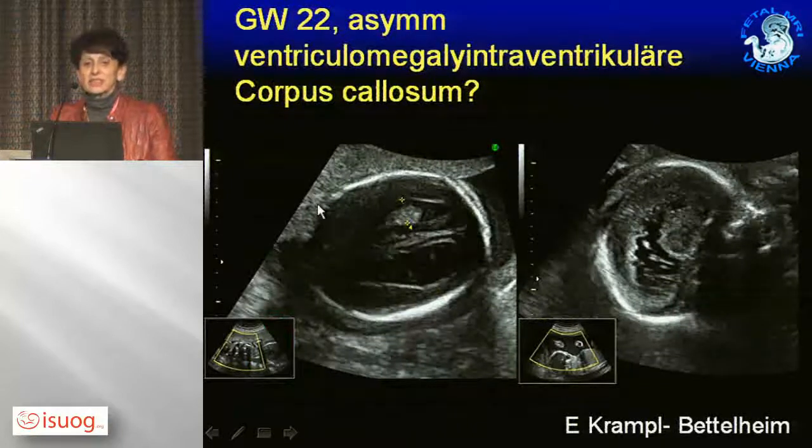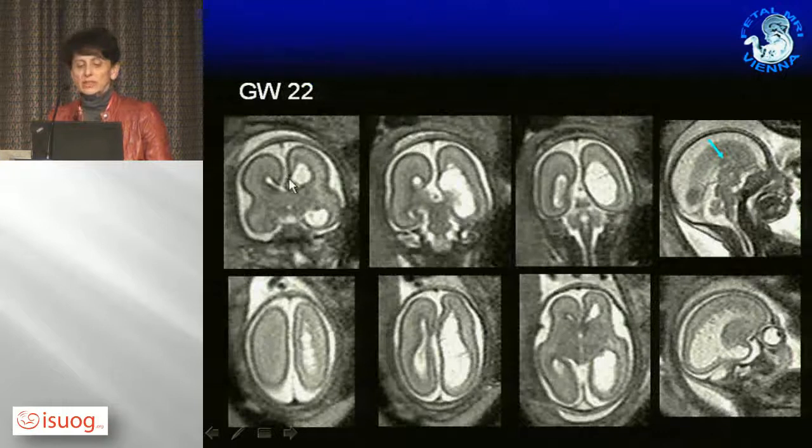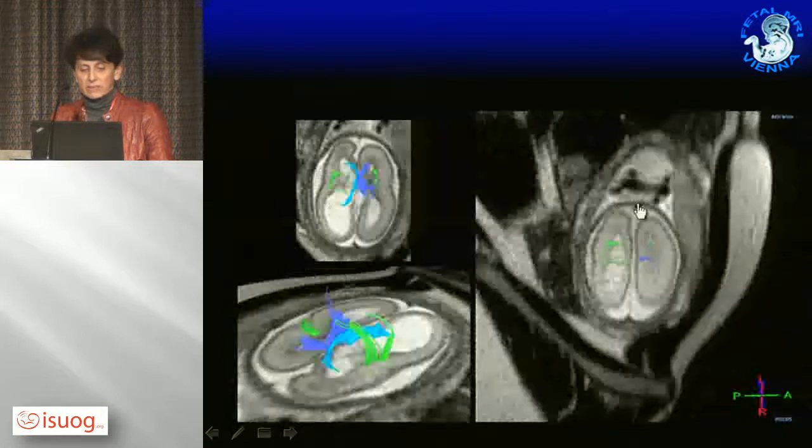First case, gestation week 22, there was an asymmetric ventriculomegaly, and the question was, what about the corpus callosum? Here you see some MR images, T2 weighted, then an echoplanar sequence to look whether there was hemorrhage in it, T1 weighted images, but here the T2 weighted images are sufficient to show, yes, something is there that could be a part of the corpus callosum. Then there is the unilateral ventriculomegaly, and then there are some septa. We don't know why they are there.